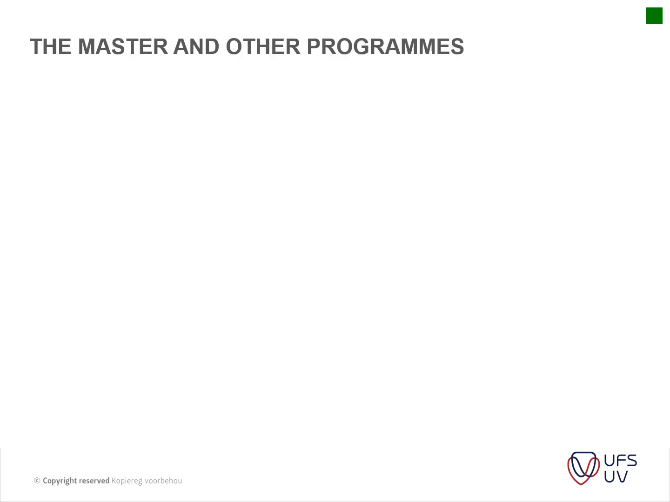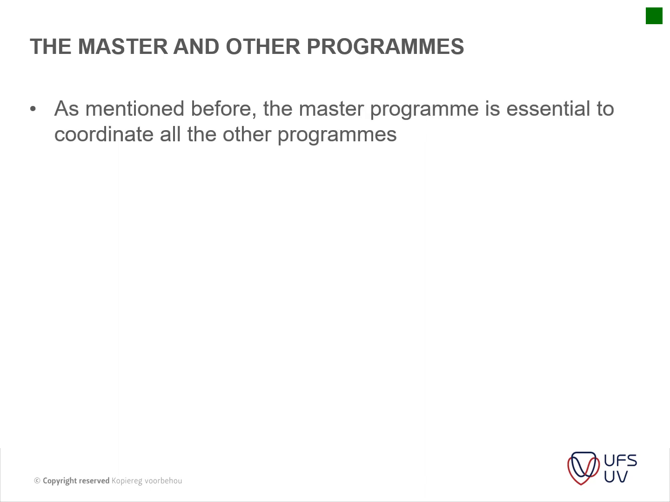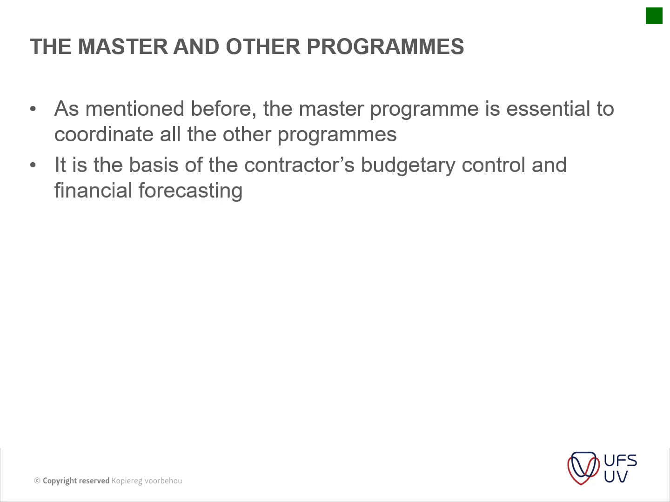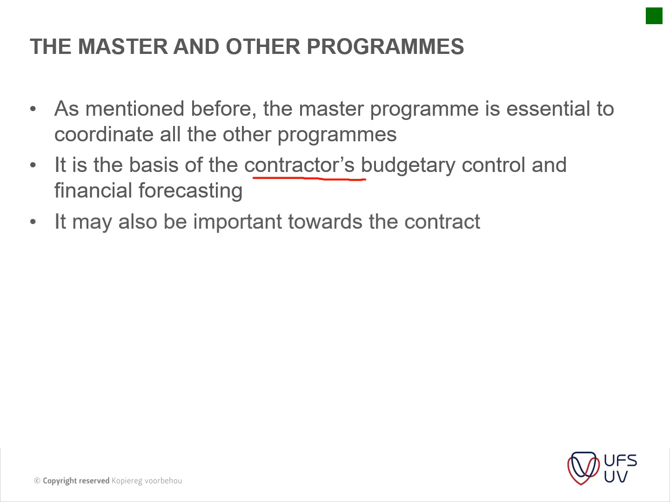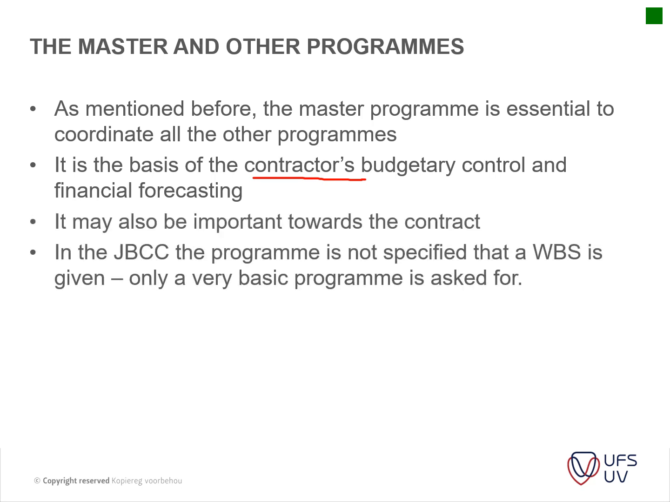And then the master and other programs. In this next section, we're just going to look at what each program is. As mentioned before, the master program is essential to coordinate all the other programs. All the other programs are based on the master program. It is the basis of the contractor's budget control and financial forecast. Not only the contractor's, but also the principal agent, or the engineer, or the client's representative. It may also be important towards the contract.